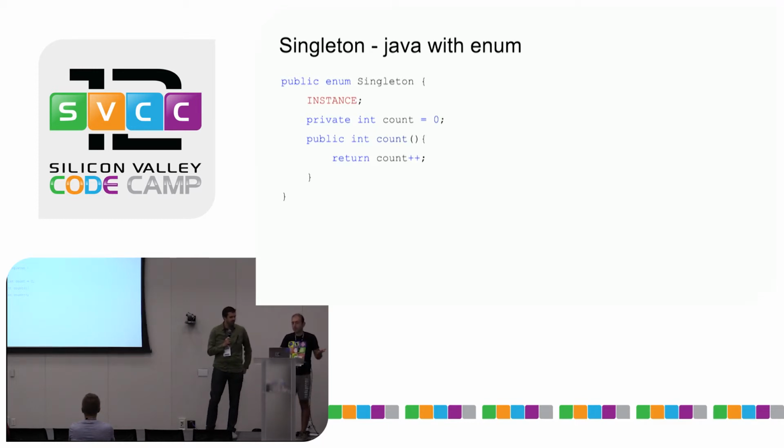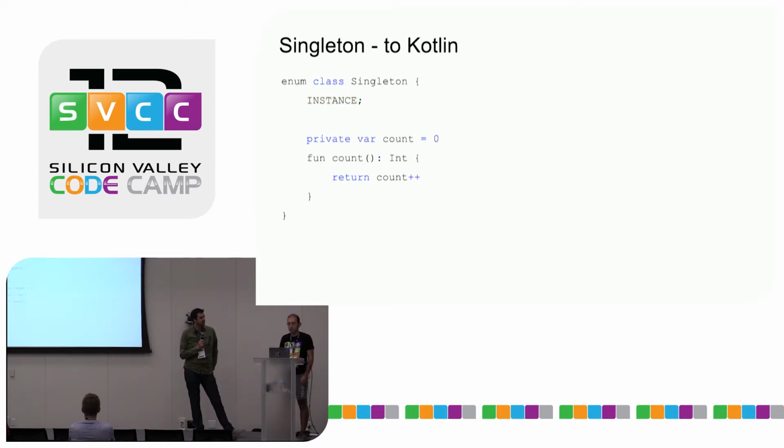Sure. And if we just compile this to Kotlin, we get an enum class in Kotlin with that instance as well. Probably object would have been better, though, I think. Yeah, again, this is not speaking with an accent, so it's really not the Kotlin way. You're basically writing Kotlin with a Java accent.